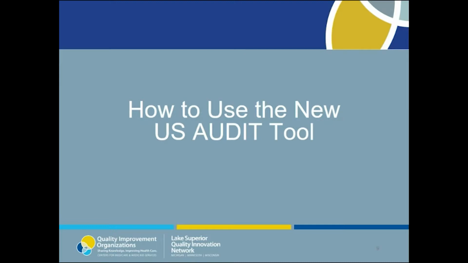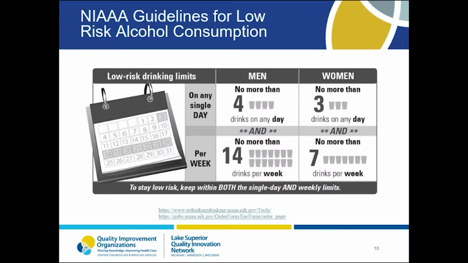So let's look at how to use the US Audit tool. First, we'll take a quick look at the NIAAA guidelines for low-risk alcohol consumption. For men, the recommendation is no more than 4 drinks on any one day, and no more than 14 drinks in a week. For women, the recommendation is no more than 3 drinks on any one day, and no more than 7 drinks in a week. Keep in mind that the recommendations for women also apply to adults over the age of 65.